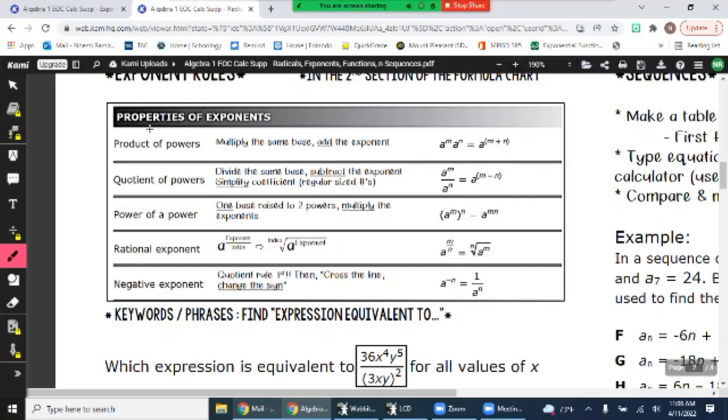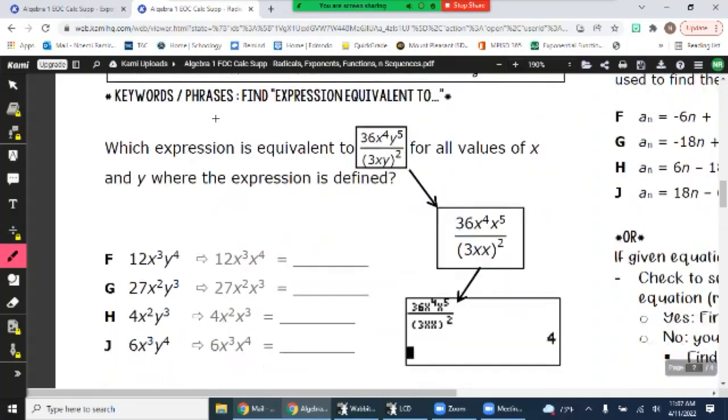And then converting back and forth from exponent to radical form. Remember, E over I, E comes before I, so exponent over index, and the exponent is in the same spot that you would normally see it, right next to the variable, okay? And then quotient rule, cross the line, change the sign. But with a negative exponent, use the quotient rule first. You always want to subtract first before you do any switching. It's always easiest when you subtract first, okay?